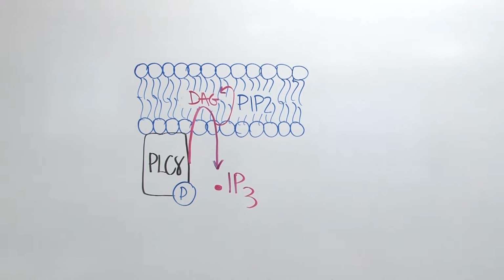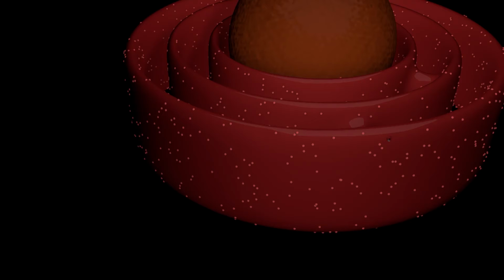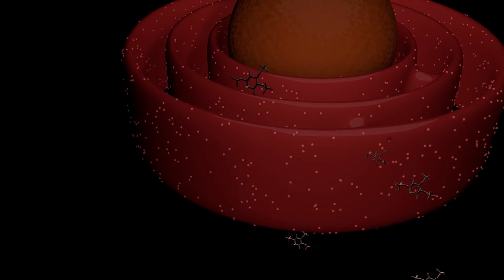This entire process requires multiple TCRs to be activated and multiple IP3s to be produced in order to activate the NFAT pathway. Here we have the IP3 molecules that are in the cytoplasm moving towards the endoplasmic reticulum. Once they bind to their specific receptor on calcium channels, the IP3 molecules signal calcium channels to open, releasing calcium ions into the cytoplasm.